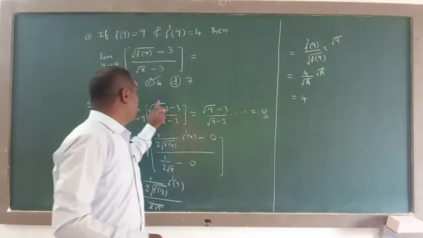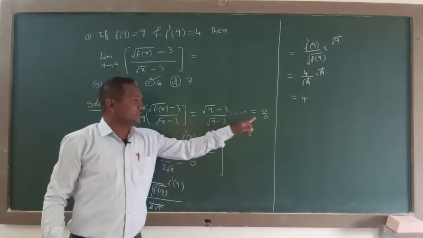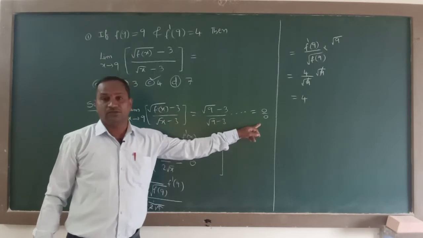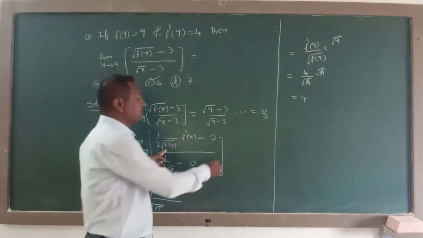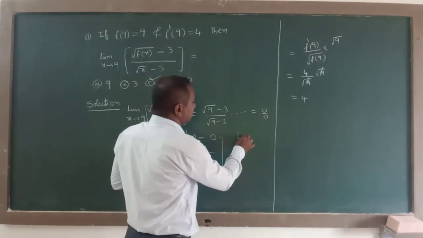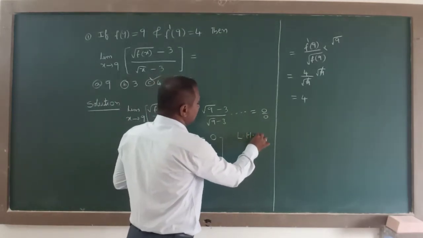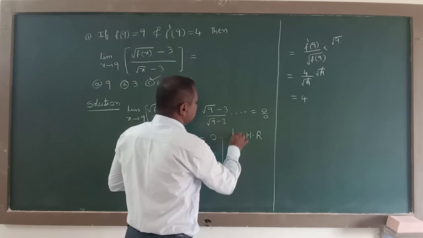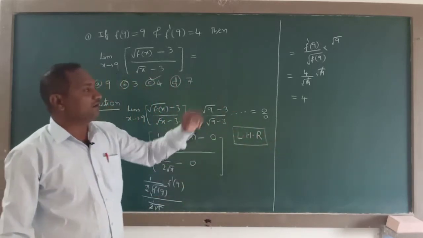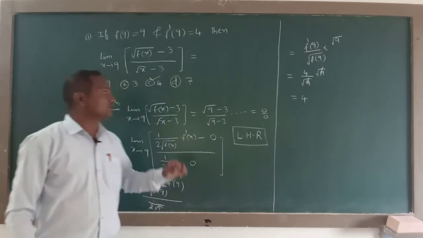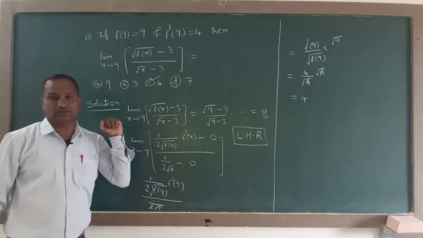See here, if you directly substitute, you are getting 0 by 0 form. But try to cancel that by applying the LHR. LHR means L'Hospital rule. By applying this rule, finally we are getting the value 4. That 4 is the correct answer for this question.